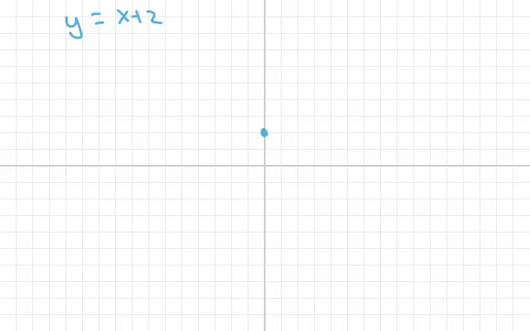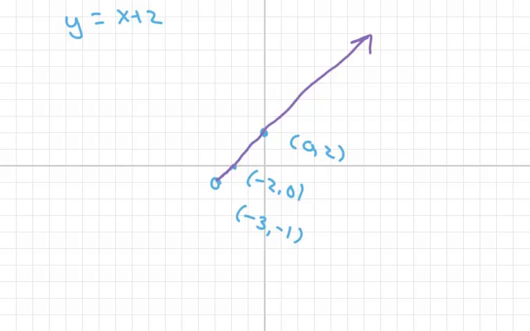The y-intercept at 0, 2. The x-intercept at negative 2, 0, sorry. We had a hole at negative 3, negative 1, actually. And you just draw your line. And that's your graph. That's also your oblique asymptote. It's right on top of each other.